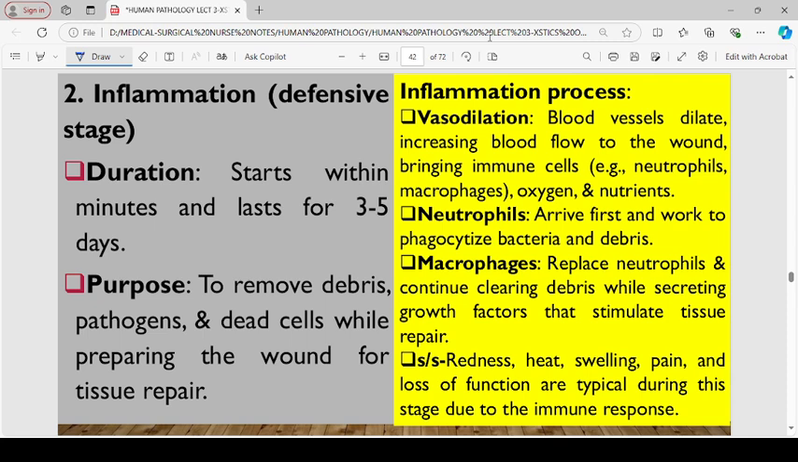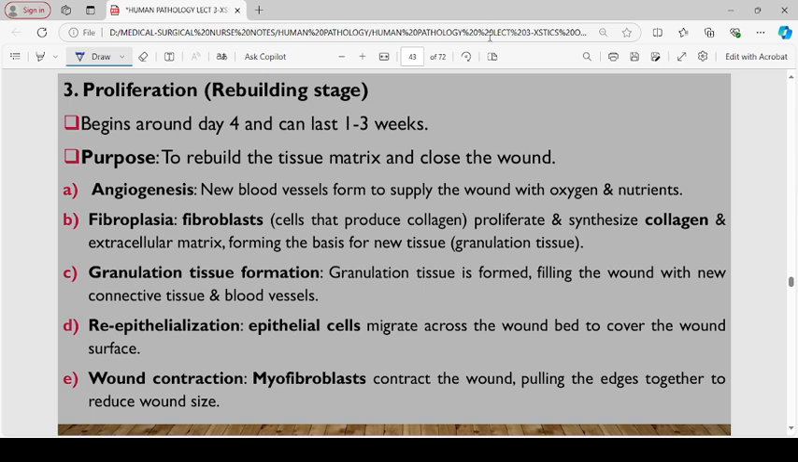Then we have neutrophils, which normally arrive fast and work to phagocytose bacteria and debris. Then neutrophils will be replaced with the macrophages, which will continue clearing the debris while secreting growth factors that normally stimulate tissue repair, like the epidermal growth factor. Okay, so at the end of the process of inflammation, we're going to have the typical signs, or the cardinal signs, of inflammation.